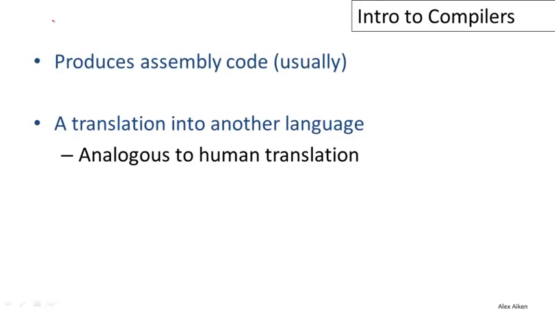Finally, the last compiler phase is code generation, often referred to as CodeGen. CodeGen can produce assembly code. That's the most common thing that a compiler would produce. But in general, it's a translation into some other language. And this is entirely analogous to human translation. So just as a human translator might translate English into French, a compiler will translate a high-level program into assembly code.